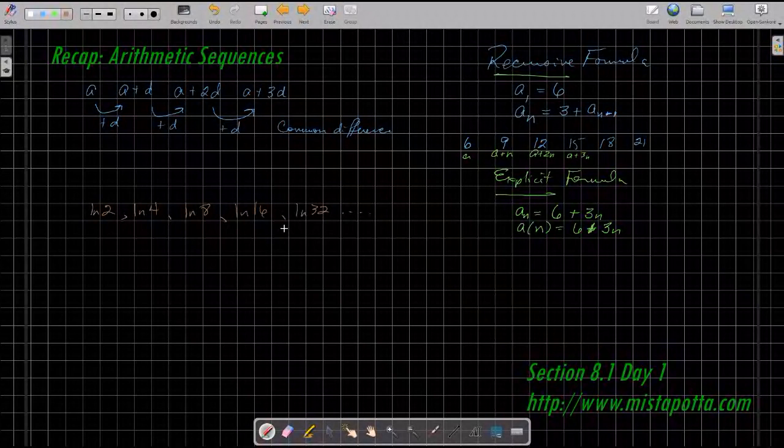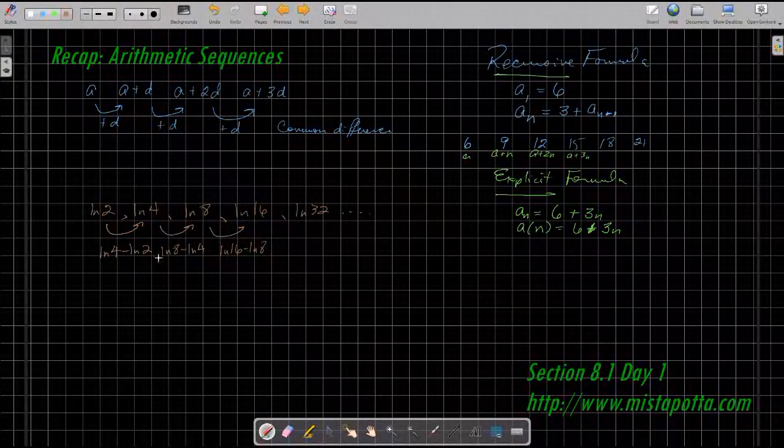But in reality, if I wanted to find the difference from here to here, this difference would be the natural log of 4 minus the natural log of 2. And this distance here would be the natural log of 8 minus the natural log of 4. And this common difference would be the natural log of 16 minus the natural log of 8.